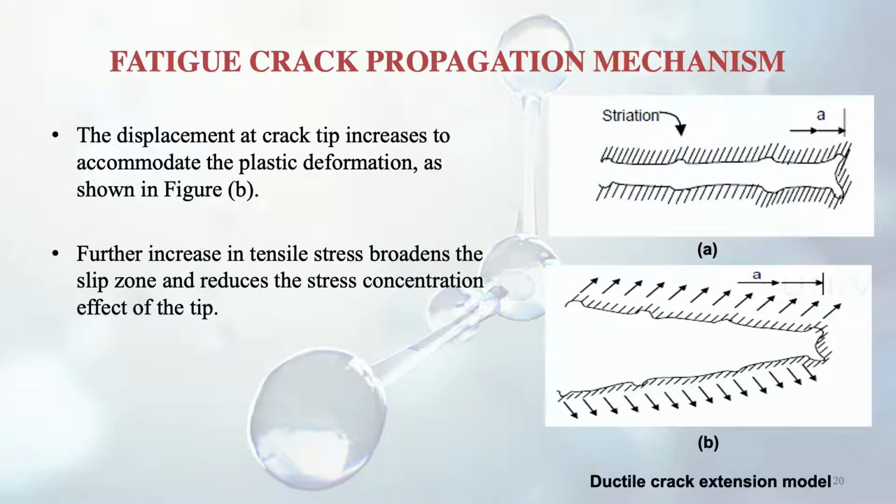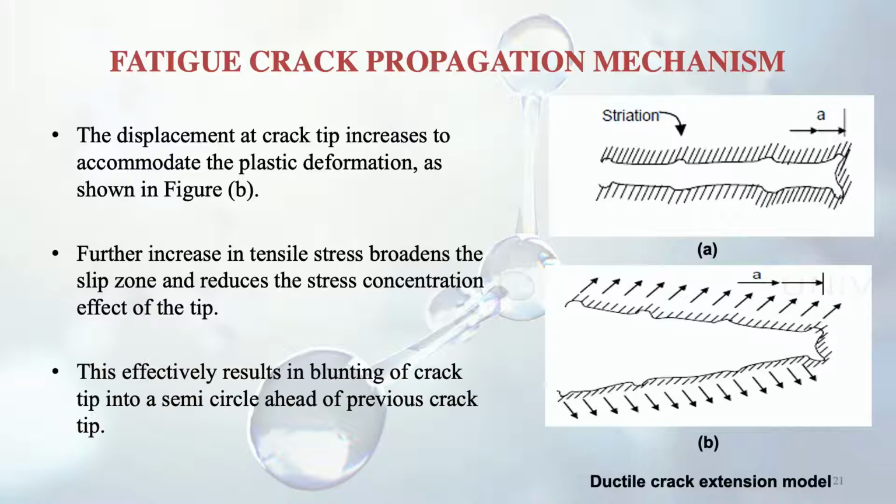Then a further increase in tensile stress will broaden the slip zone and reduce the stress concentration effect of the tip. So at the tip, which we had seen in figure B, the stress concentration will now be less with the increase in tensile stress. This effectively results in blunting of the crack tip into a semicircle ahead of the previous crack tip. So it is somewhat like a semicircle.